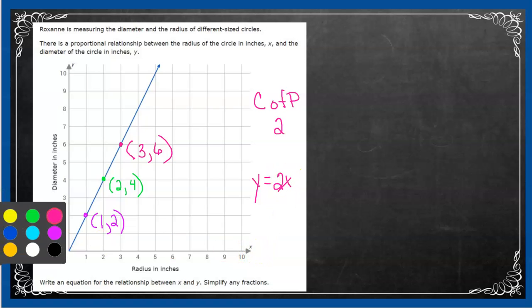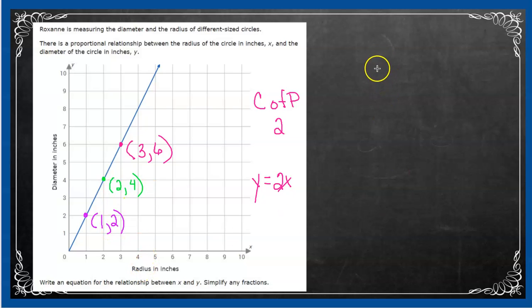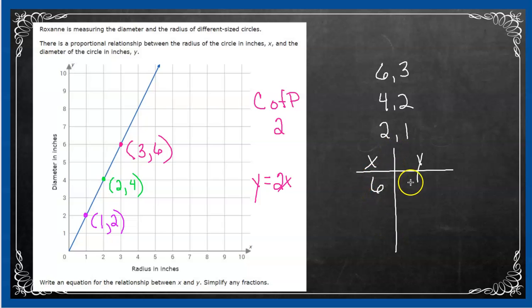Now, let's look at something. What if those numbers had been switched? Okay, so what if it had been, instead of 3, 6, it was 6, 3, and 4, 2, and 2, 1. If I made a table, my XY table, and I had 6, 3, 4, 2, 2, 1, I might look at this and mistakenly say, oh, it's times 2. The constant of proportionality is 2 because 3 times 2 is 6, 2 times 2 is 4, but I would be going backwards in that case.